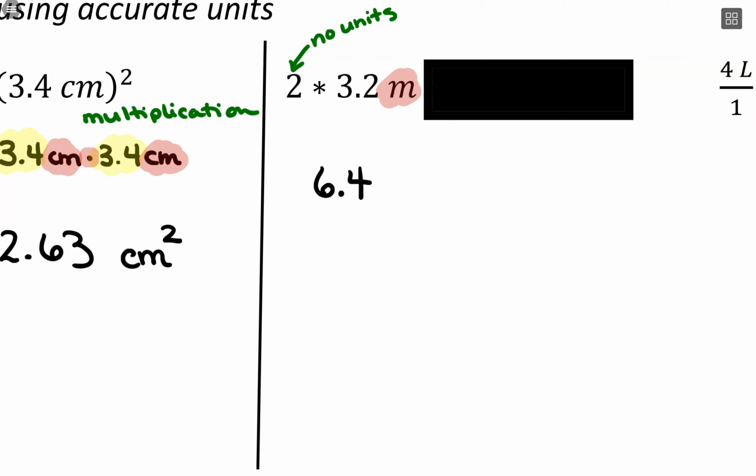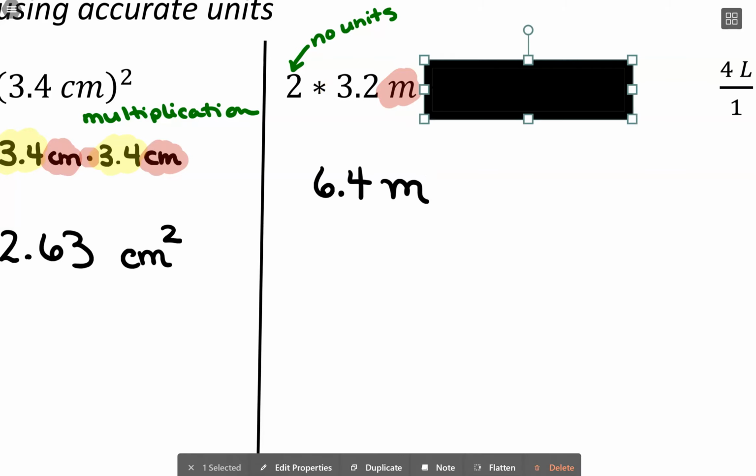But it's still meters. It is not meters squared. So what happens here is this is just 6.4 meters. And it's not squared because that 2 right there is not meters as well. If there was an m there, then it would be m squared. But in this case, there's only 1 meters.